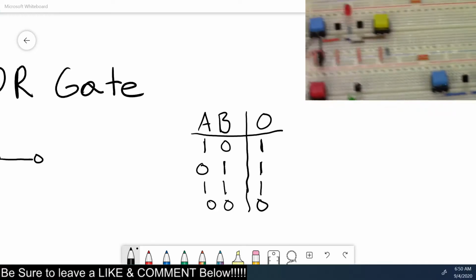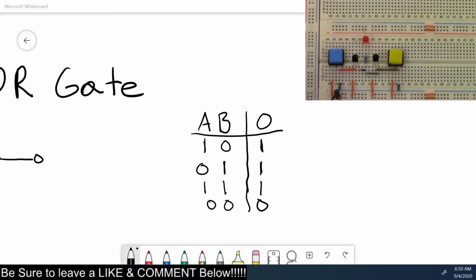I've got all the circuits so far. I'm going to do an overview at the end. So that is the OR gate. Now we're going to look at some more complicated stuff, and I will get those gates set up.